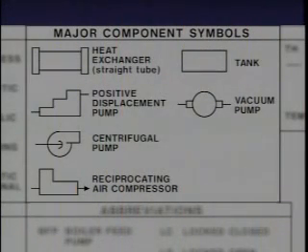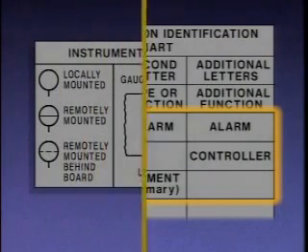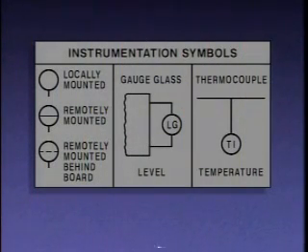A legend also includes a section that shows symbols for major equipment such as pumps, heat exchangers, tanks, and other equipment. The section of the legend that shows instrument symbols generally includes an instrument identification chart. The chart shows letters used on instrument symbols and what the letters mean. Instrumentation symbols are shown in a section similar to this.